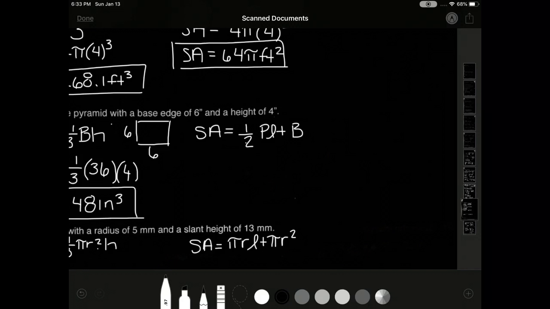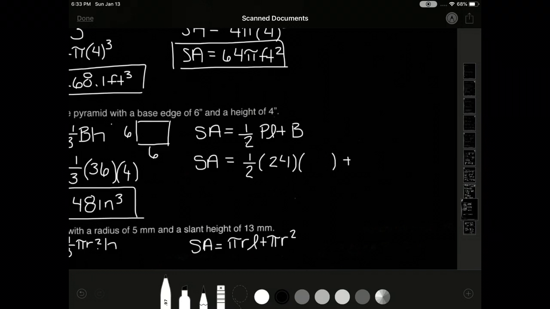The surface area, we have a different variable in here. We have this L, which is a slant height. So let's see what we can plug in here first. So we have 1/2. The perimeter is just adding all your sides together for your base shape. So we have 6 plus 6 plus 6 plus 6, or 6 times 4, which is 24. We have the slant height, and then we have the base area again, which we already did the work for before. It's just 36.